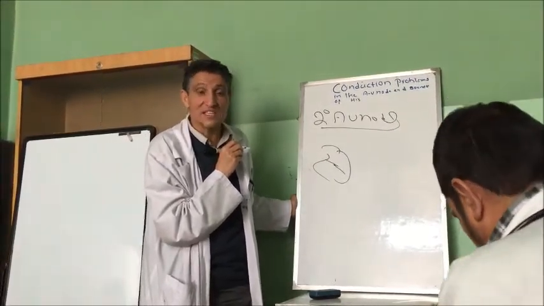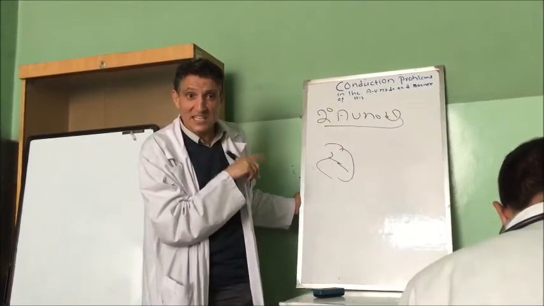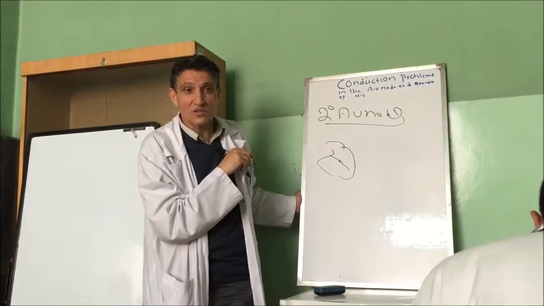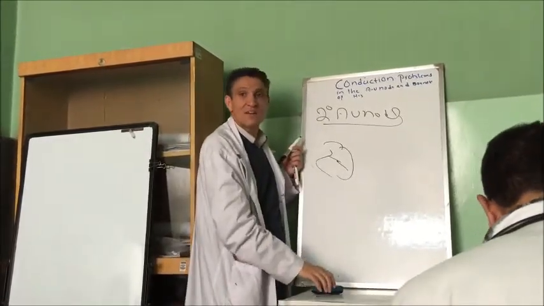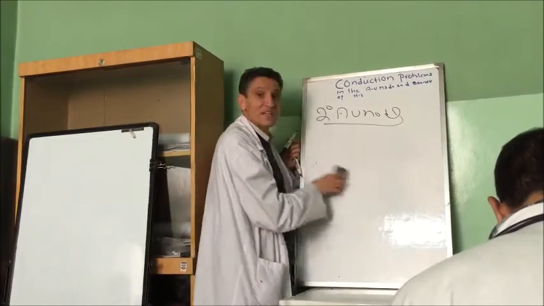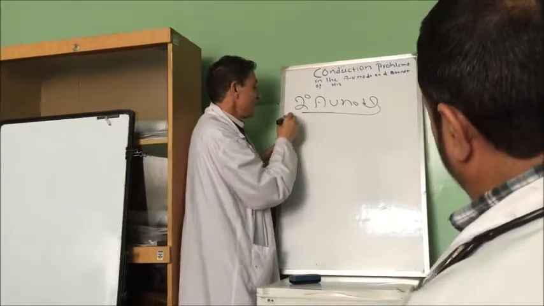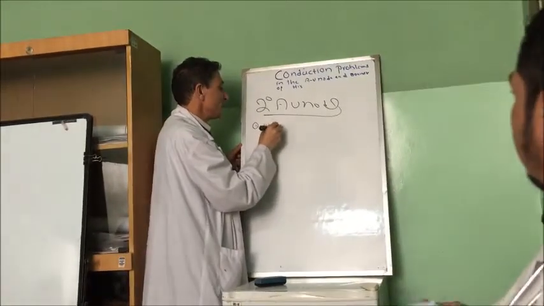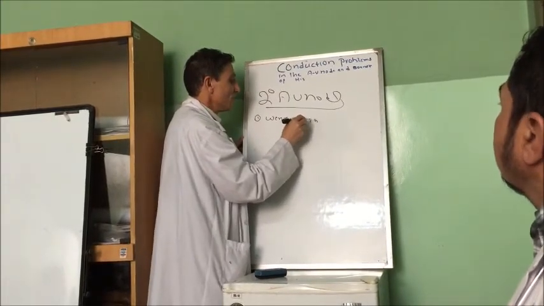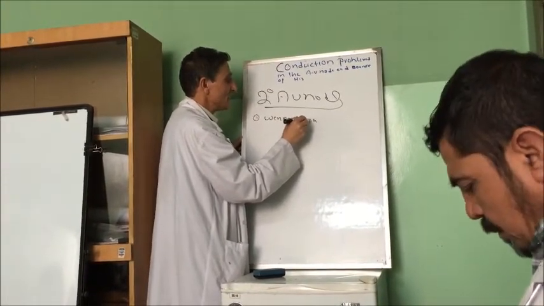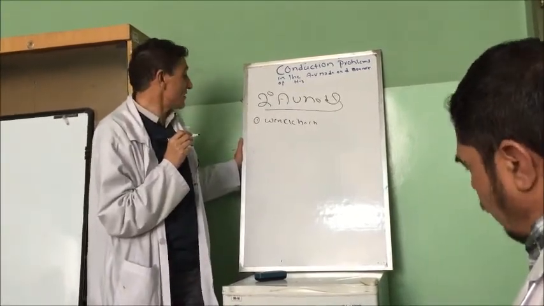Now we'll give the definition of every specific type of the second degree AV nodal block. First, we are talking about second degree AV nodal block type 1, Mobitz 1, or Wenckebach.